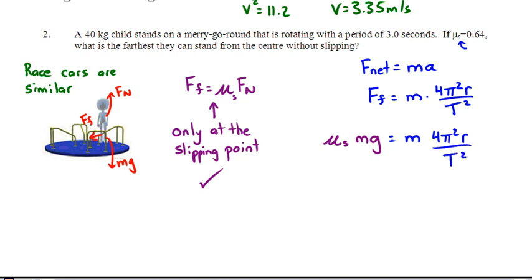And actually, it's kind of nice. The mass in this story goes away. We don't even really need to know that they're a 40 kilogram kid. It's actually mass independent. And now it's just a case of plug and play. We'll throw the numbers in. We've got 0.64, 9.8, and 4 pi squared. There's your r that you're looking for, and a period of 3 squared. And when you're done, I think it's around 1.42 meters. 2 or 3 sig figs, throw some units on it, and we're done.